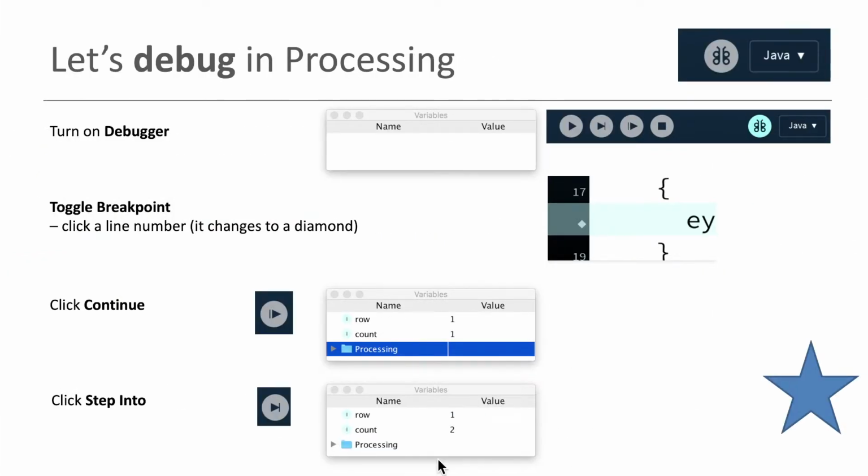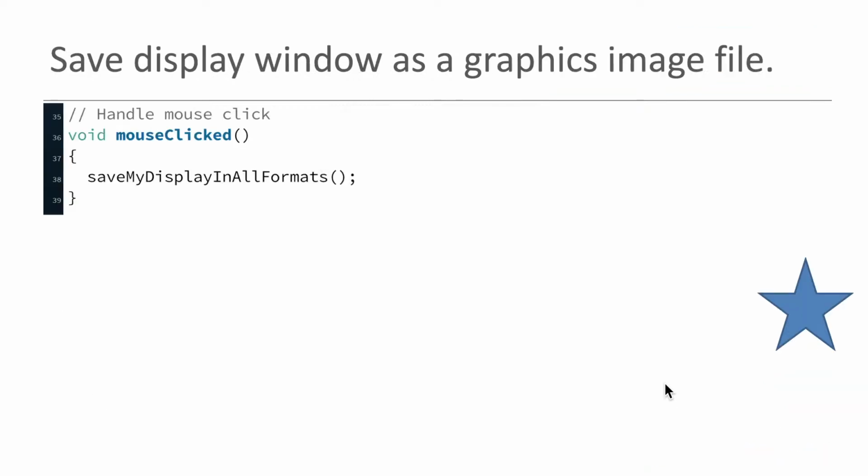Okay, so let's move it on then. We're going to add a little piece of code to what you've already got. And I'd like you to type this in yourself. The idea here is you can save the display window as a graphics image file by writing some code to do it. So what we're going to do is use the mouse clicked event, which again we saw the last day. So it's mouse clicked, and I'm saying save my display in all formats. And that's just a name I made up myself. This is the name of a method that I'm going to write myself. Save my display in all formats.